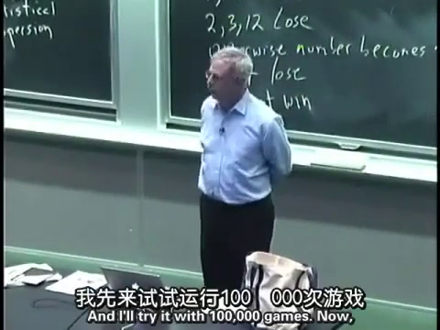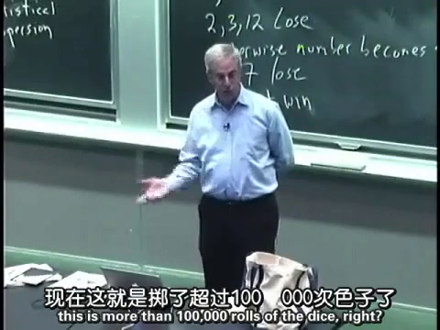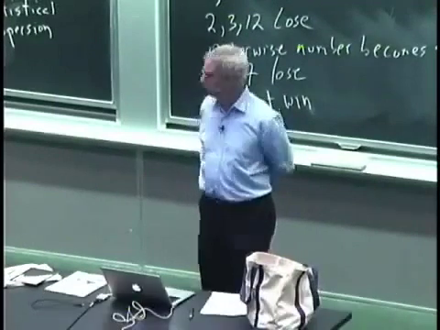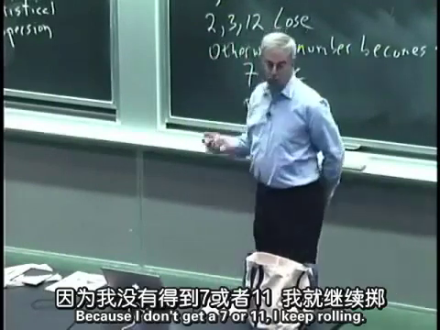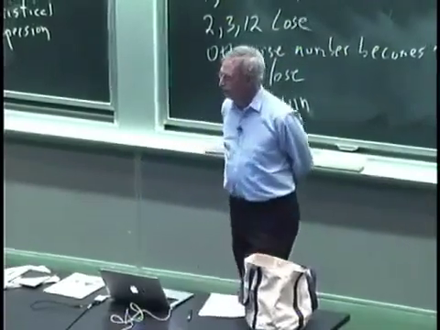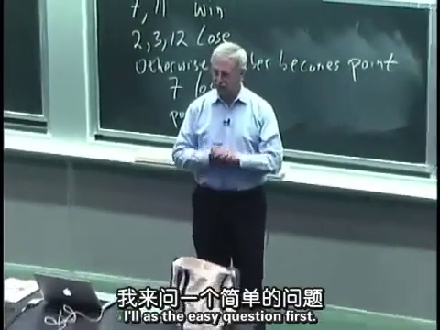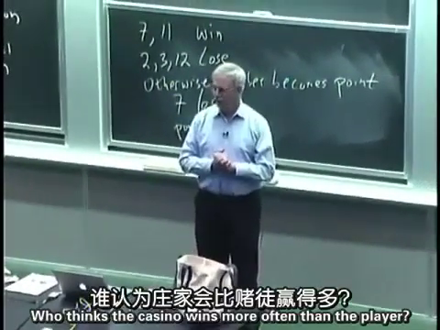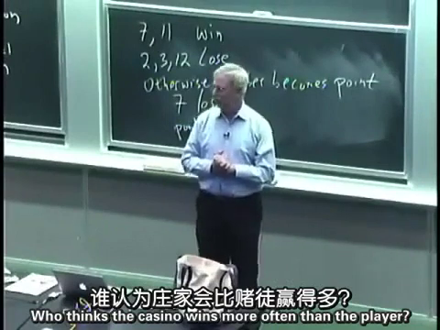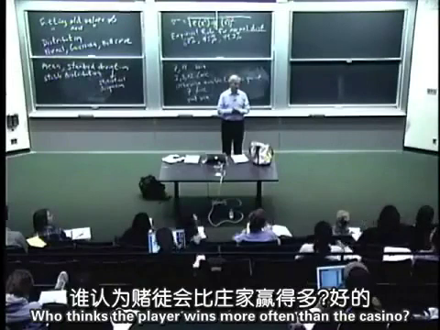And I'll try it with 100,000 games. Now, this is more than 100,000 rolls of the dice, right? Because if I don't get a 7 or 11, I keep rolling. So before I do it, I'll ask the easy question first. Who thinks the casino wins more often than the player? Who thinks the player wins more often than the casino?